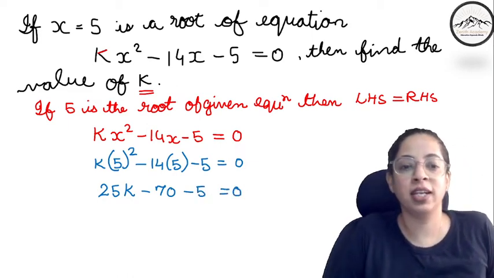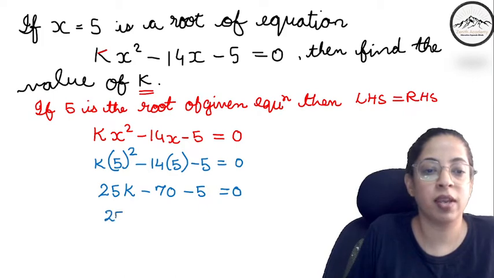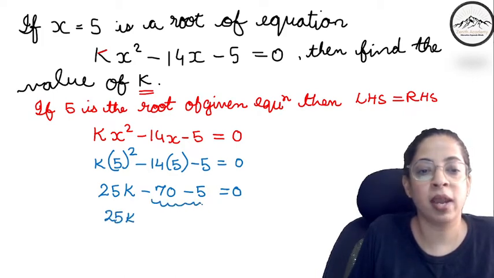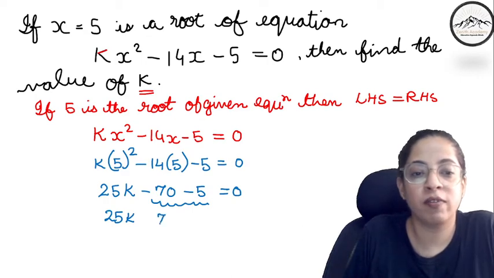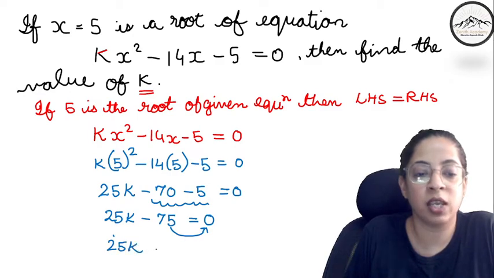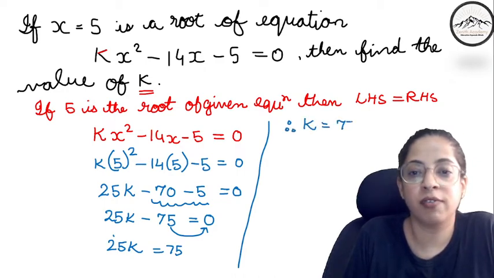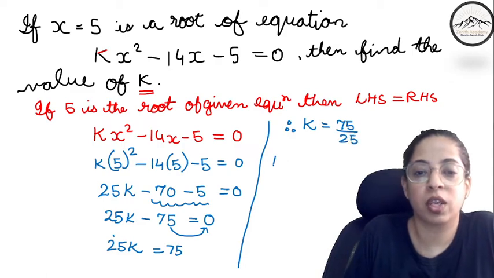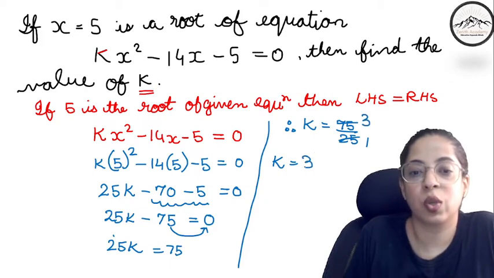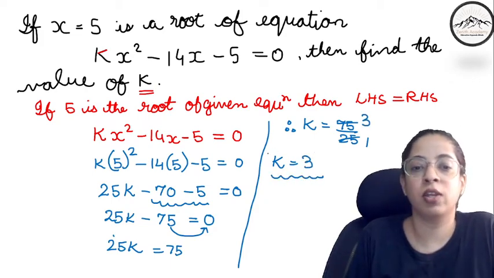I hope you are understanding. So now it becomes 25k. Now minus 70 minus 5, both have the same signs, so we will add them and put the same sign. So 25k minus 75 is 0. If I bring this minus 75 to the other side, it becomes 25k is equal to 75. Right? Therefore, we can write k will be equal to 75 by 25. So k will be equal to, see, 25 1s are 25, 25 3s are 75. So k is equal to 3. We could find out the value of the unknown.